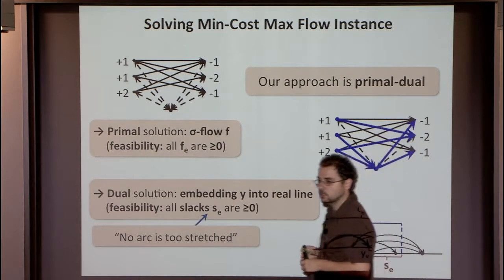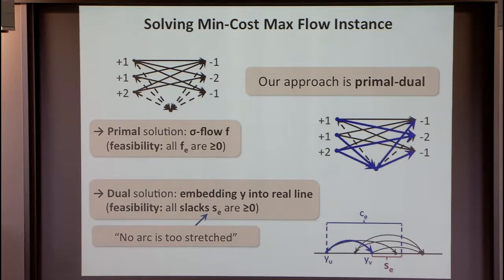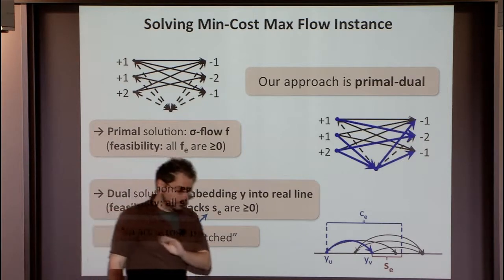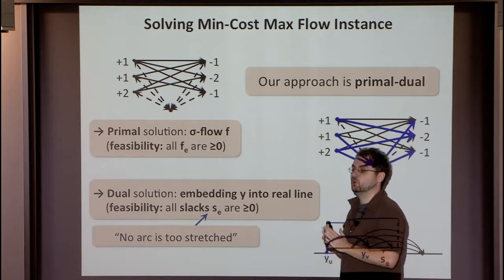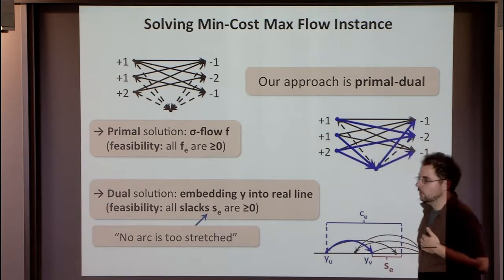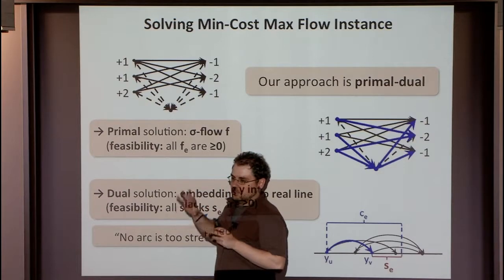Are you solving min cost max flow in general, or with this special structure? With the special structure. I'm not solving min cost max flow in general. I would like to, but I can't. I'm just solving this particular type of instances. What's special about it is this special vertex. It's bipartite plus a special one.